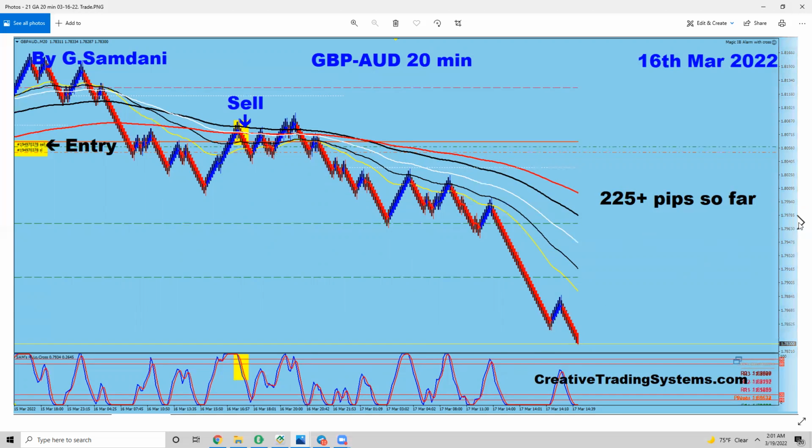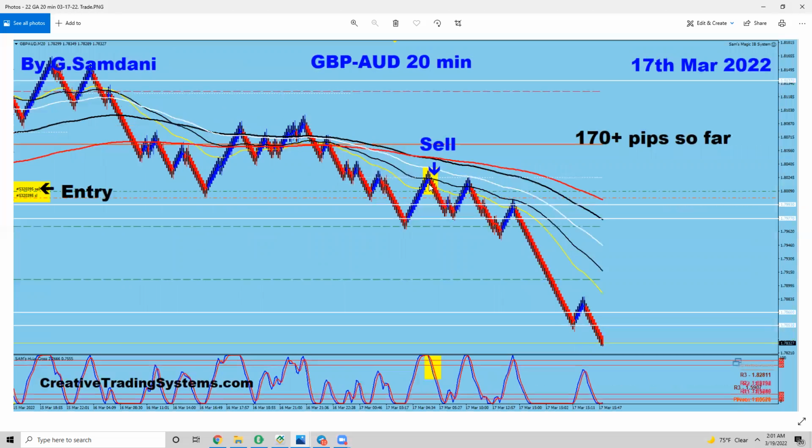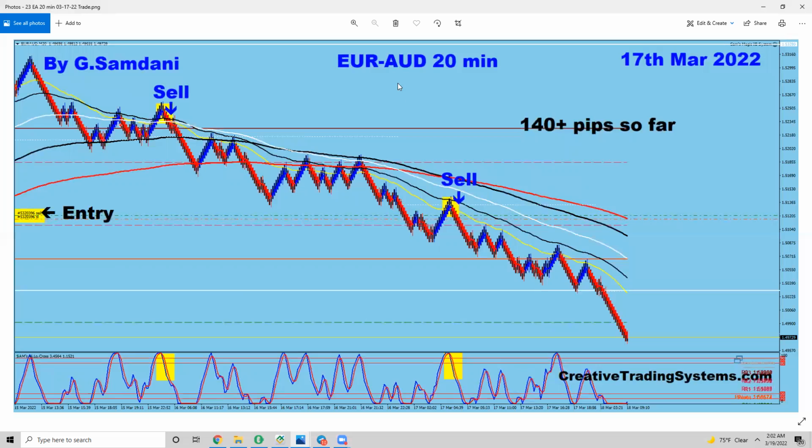Let me show you if I have the other one. Right there. See that? This entry here. So this is the one that went down all the way to 220 pip, and this one I took for 170 pip. Big move, because pound was getting weaker and Aussie was getting strong. So this pair just went crazy to the downside. And similarly, Euro Aussie, you saw this one I showed you here, and then again it gave me the entry for 140 pip to the downside.